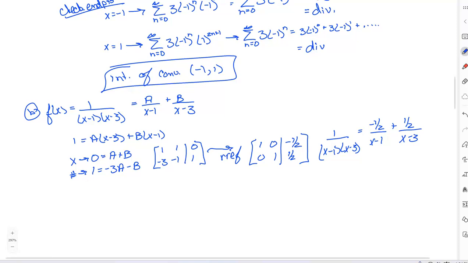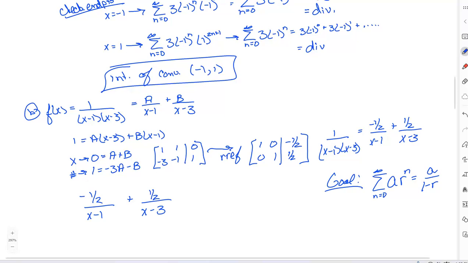So let's think about how we can tweak these to rewrite as power series. So I've got negative 1/2 over x minus 1 plus 1/2 over x minus 3. So remember our goal. I'll write it over on the right-hand side. The goal is to write a power series as a geometric, so a r to the n, and that's going to be a over 1 minus r. So we're trying to tweak this rational function to figure out what my a and my r is going to be.